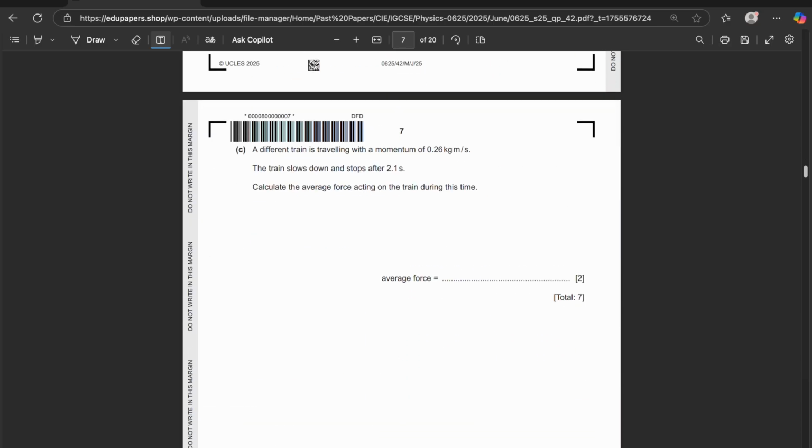C. A different train is traveling with a momentum of 0.26 kilograms per second. The train slows down and stops after 2.1 seconds. Calculate the average force acting on the train during this time.